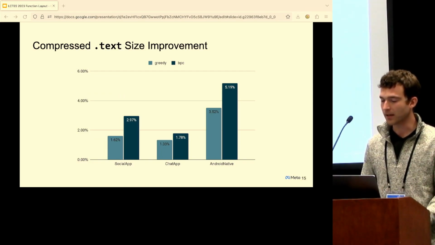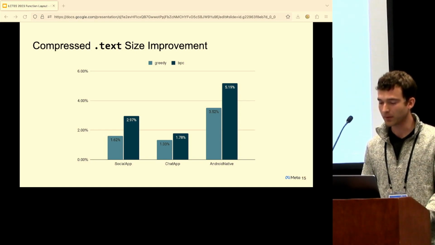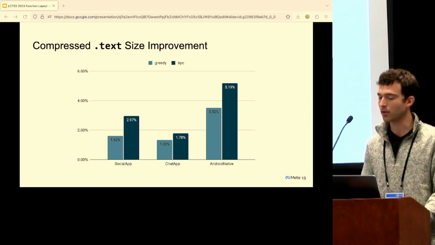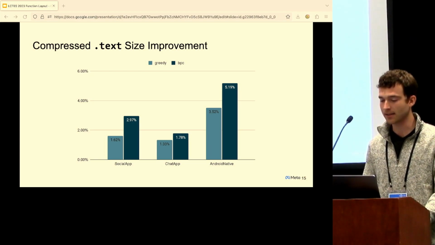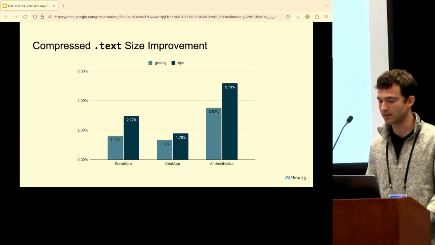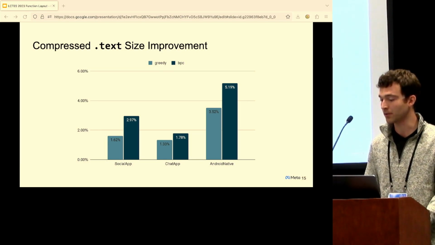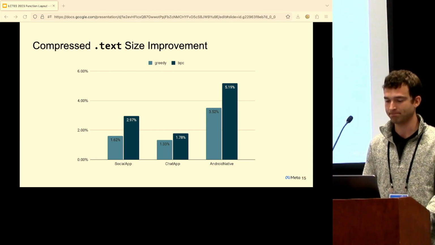Here we show the compressed size improvement of just the text section of the binary. Remember that we are only changing the function order, but these apps contain much more than just functions. They have data sections and images and other resources. So this graph more accurately represents our algorithm's contribution to the size improvement.